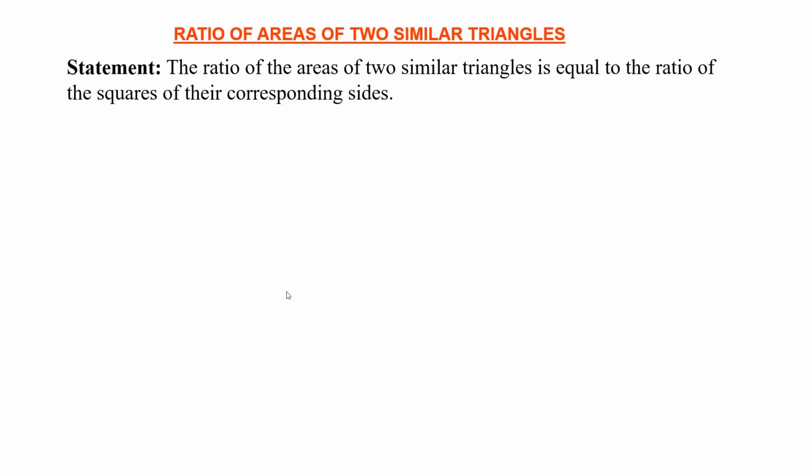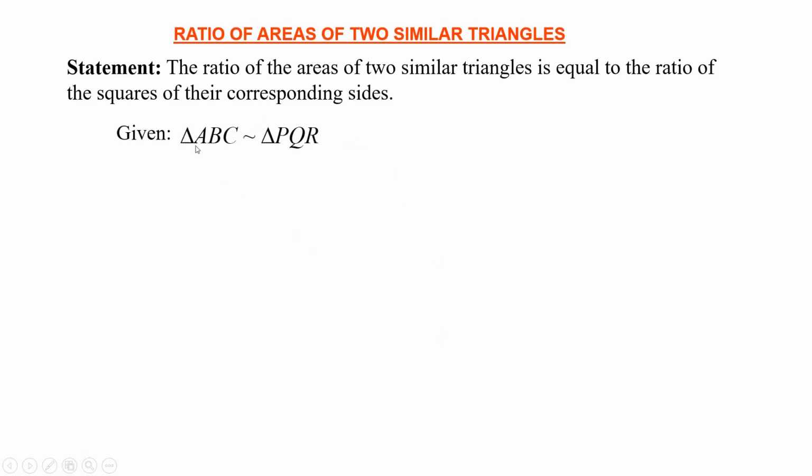This theorem was deleted last year, but this year we don't have any notification. So we'll do this one also. The ratio of areas of two similar triangles is equal to the ratio of the square of their corresponding sides.